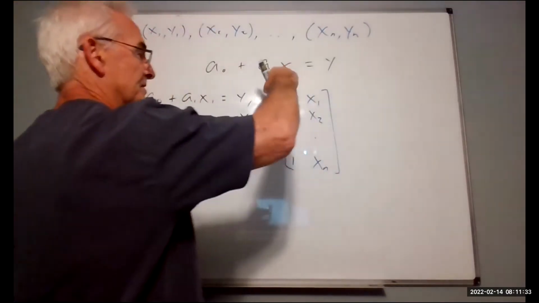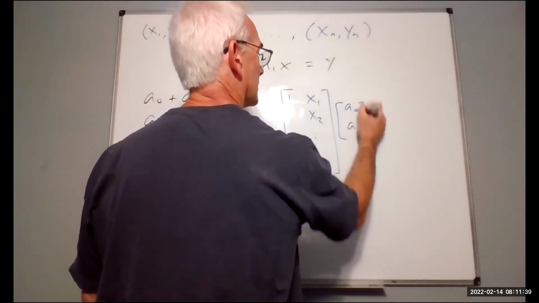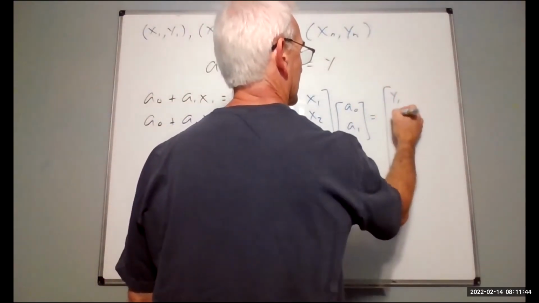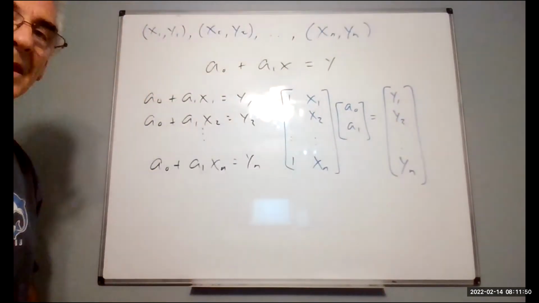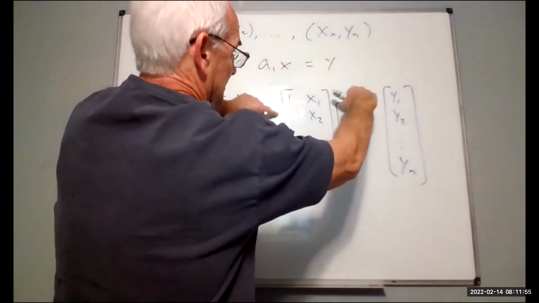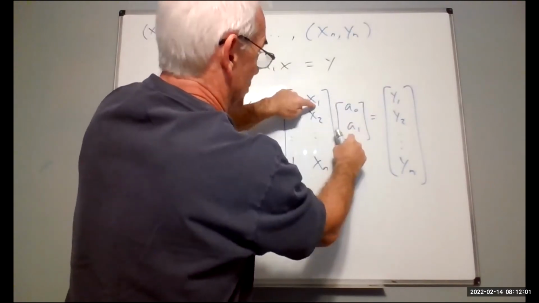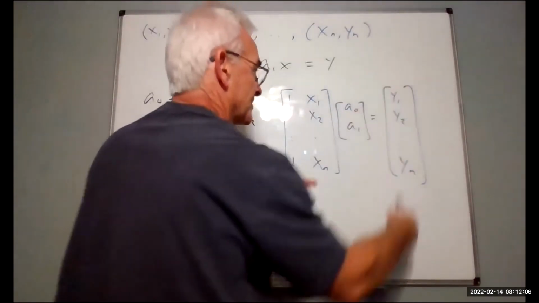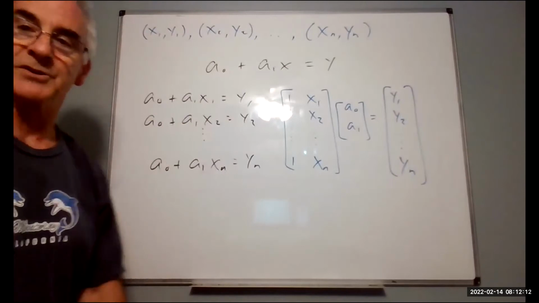Okay, notice this is n by 2 times 2 by 1. So look at what I just wrote there. A0 plus A1X1, A0 plus A1X2, all the way down the line. That'll give me all these, and in each case, it equals these. So if you check this out and you perform the matrix multiplication, you will get this system of equations.